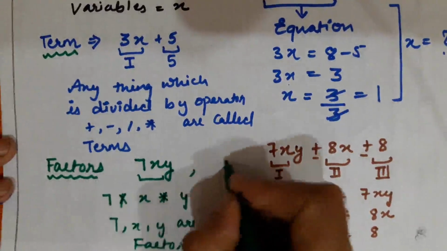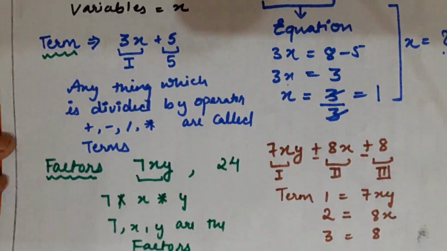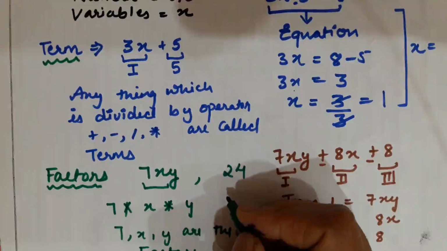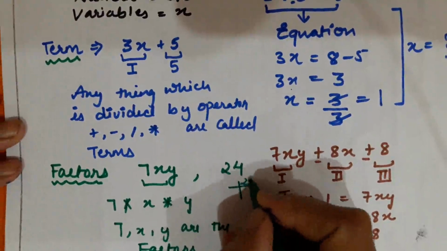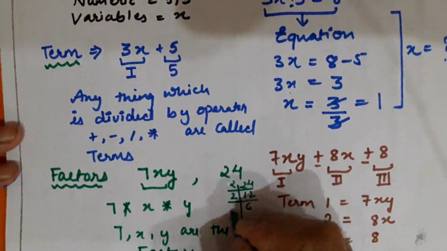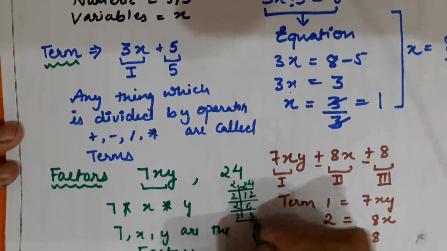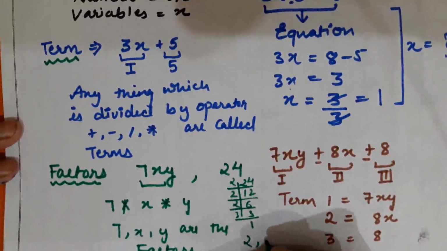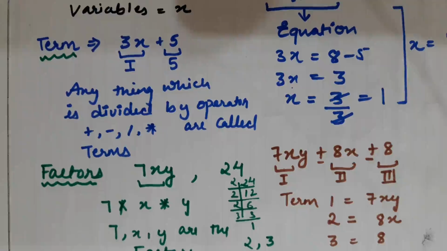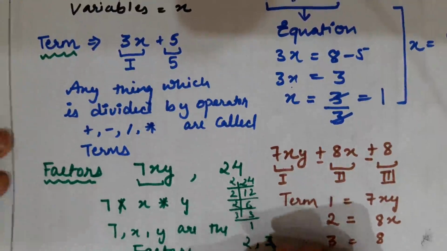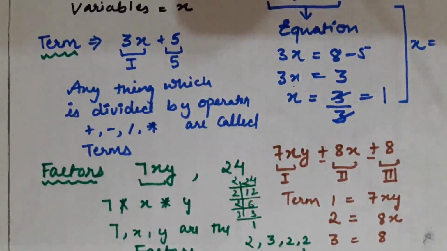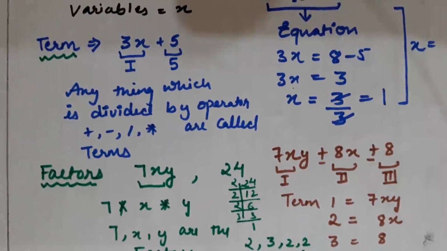So if you talk about 24, what are the factors of 24? Let's take the LCM method. 24, 2, 12, 2, 6, 2, 3, 1. So 2 and 3 are the factors of 24. You are getting my point? These are the factors of this 24. Okay, so this is called factors.